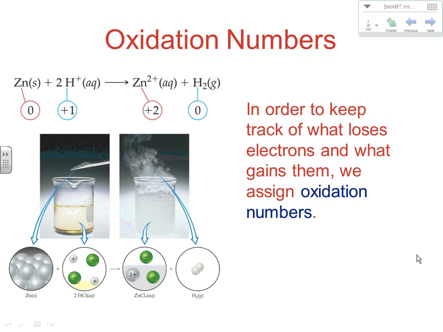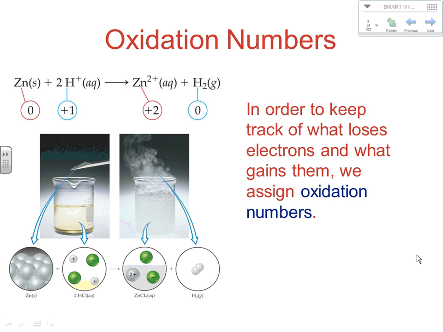In order to understand what is being oxidized and what's being reduced in the transfer of electrons between species, something that helps us track electrons is oxidation numbers. In order to keep track of what loses and what gains these electrons, we assign what are called oxidation numbers. Oxidation number is like the assumed charge of a substance. And there are some rules we use in assigning these oxidation numbers.